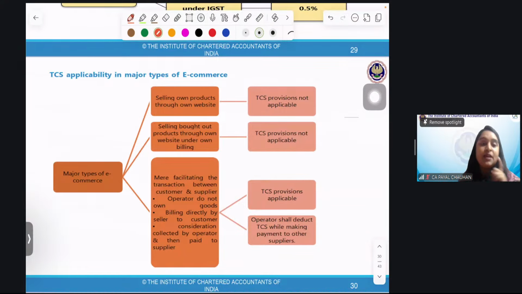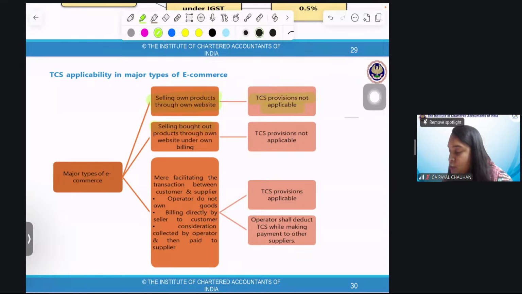Okay, now tell me. Major type of e-commerce operator: selling own product through own website. Tell me, will the TCS be applicable? Selling own product through own website, no. Very good. See, the TCS provisions are not applicable. You people get it right.